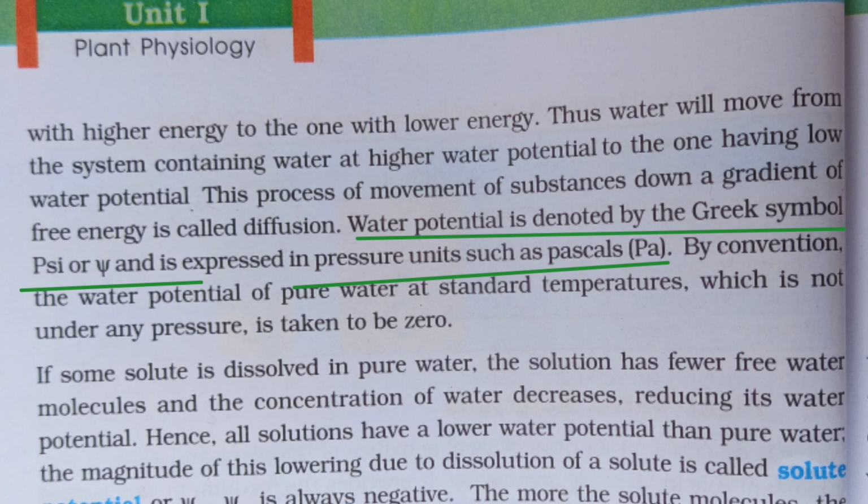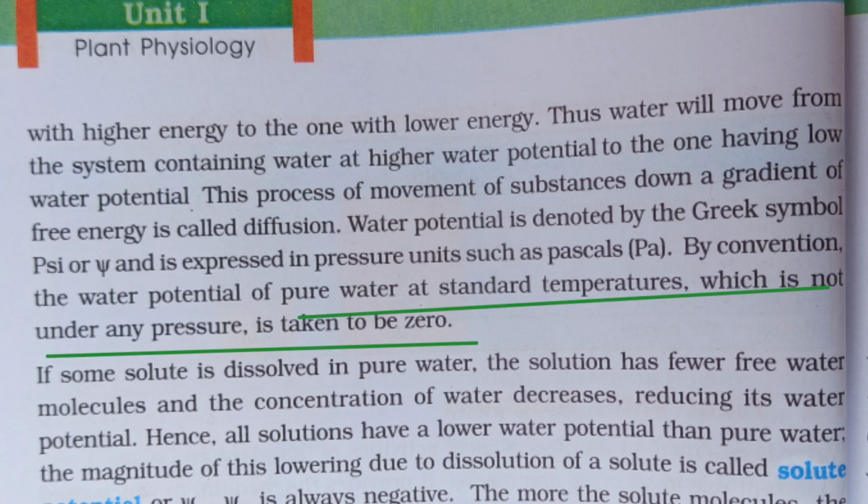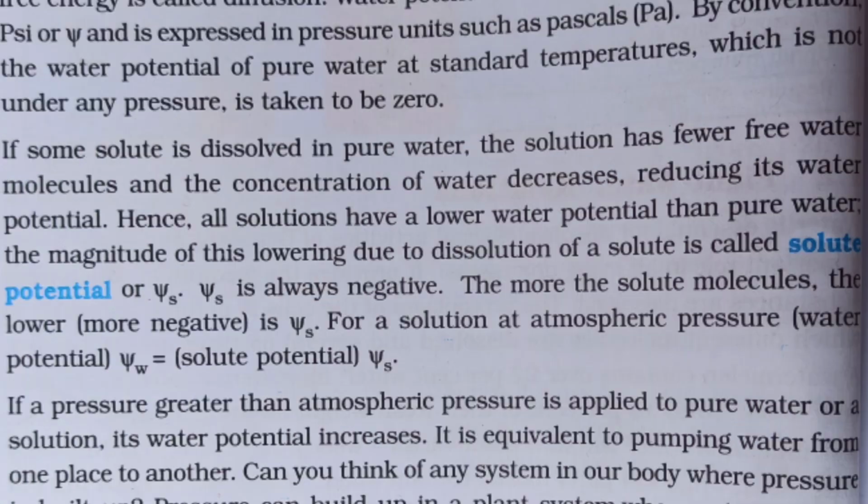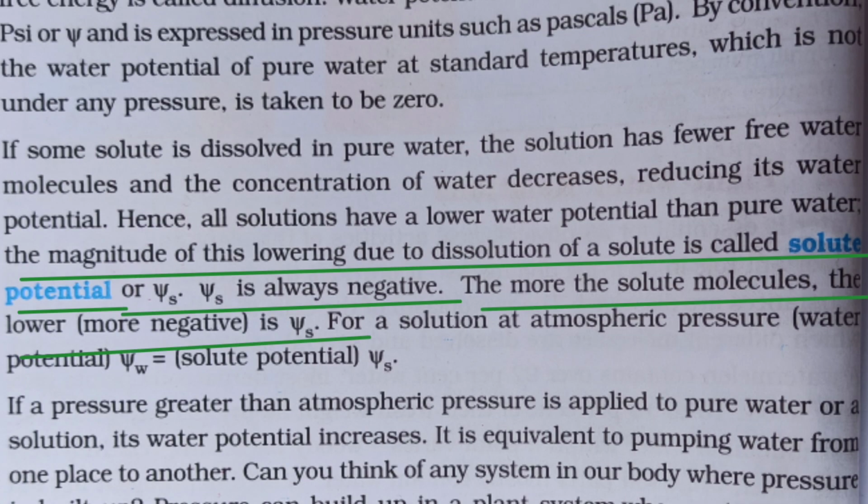Water potential is denoted by the Greek symbol psi and is expressed in pressure units such as pascals, Pa. Pure water at standard temperature, which is not under any pressure, is taken to be zero. All solutions have lower water potential than pure water. The magnitude of this lowering due to dissolution of a solute is called solute potential, denoted by psi s. Psi s is always negative. The more the solute molecules, the lower the psi s.